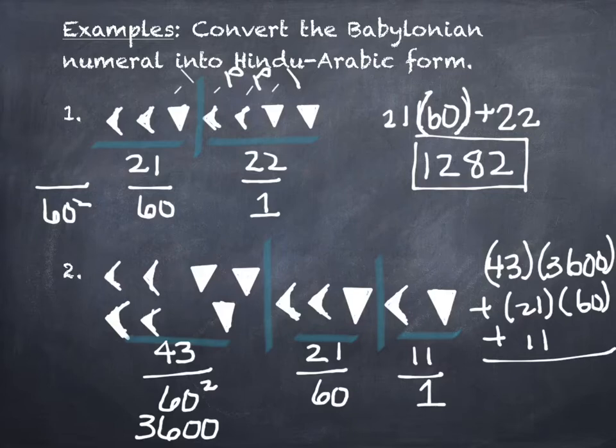Now you know why your calculator's handy. Need's not the right word. So you can do all of this stuff, but it's handy. What do you get when you take 43 times 3,600 plus 21 times 60 plus 11?